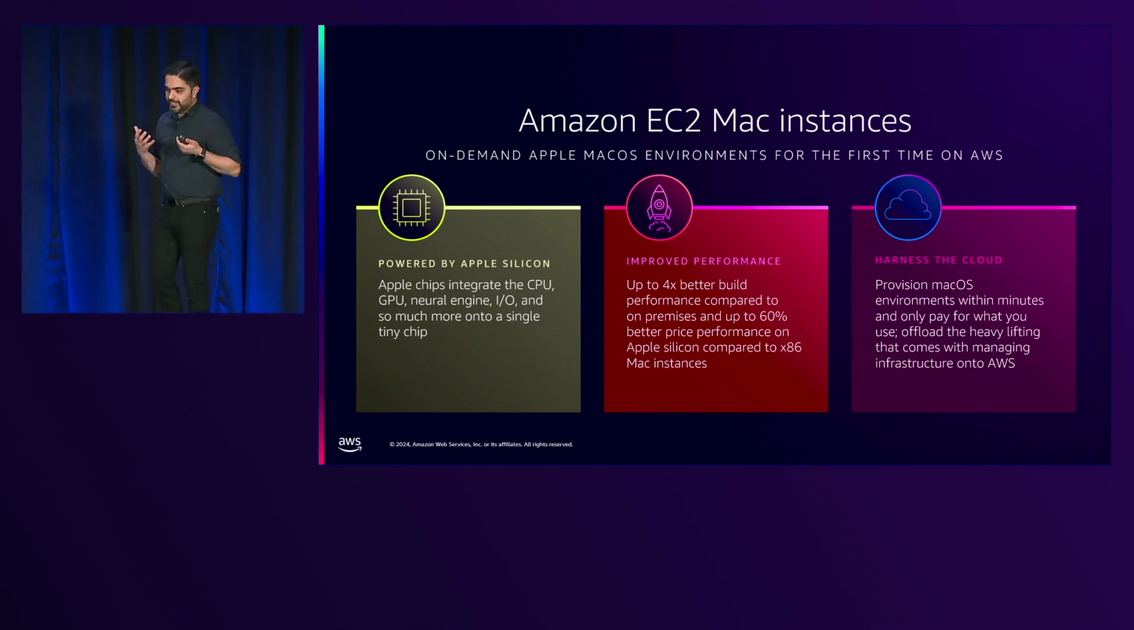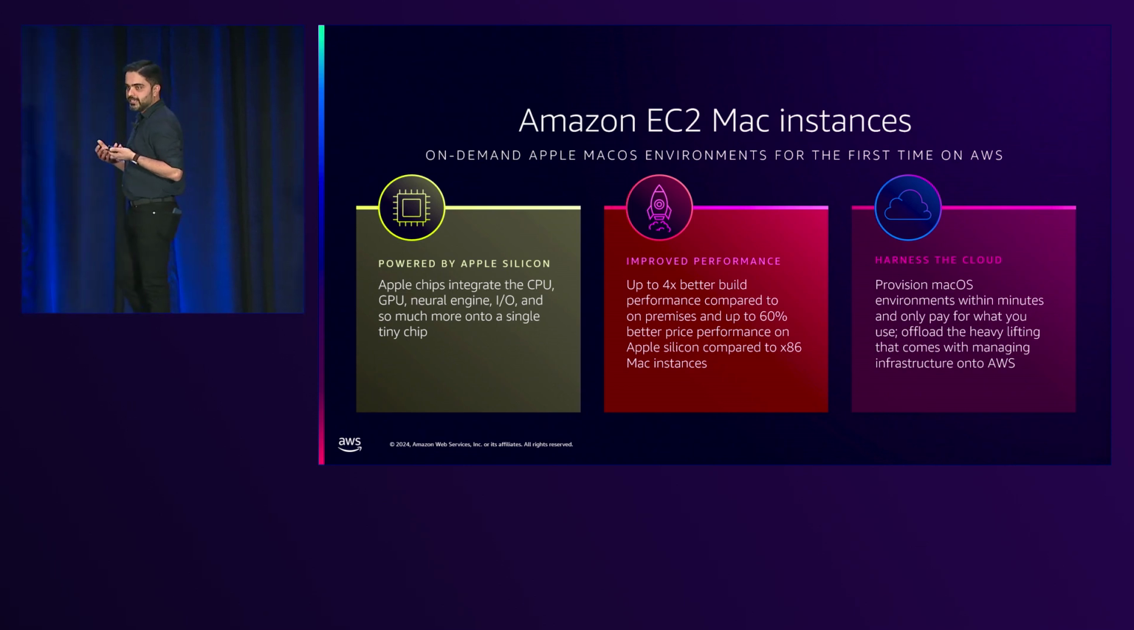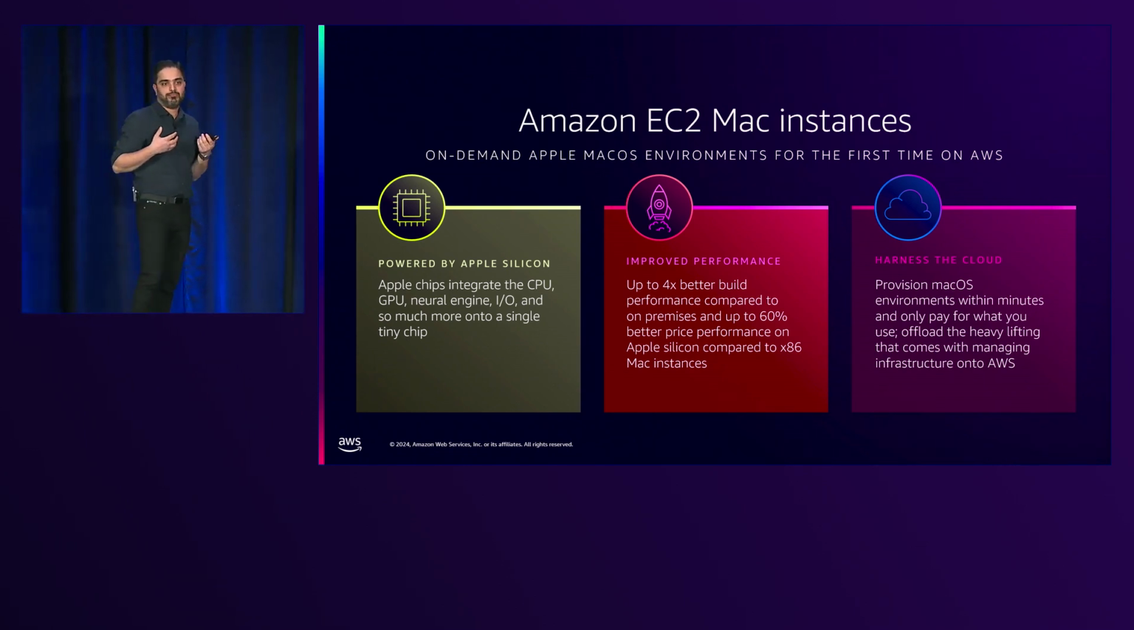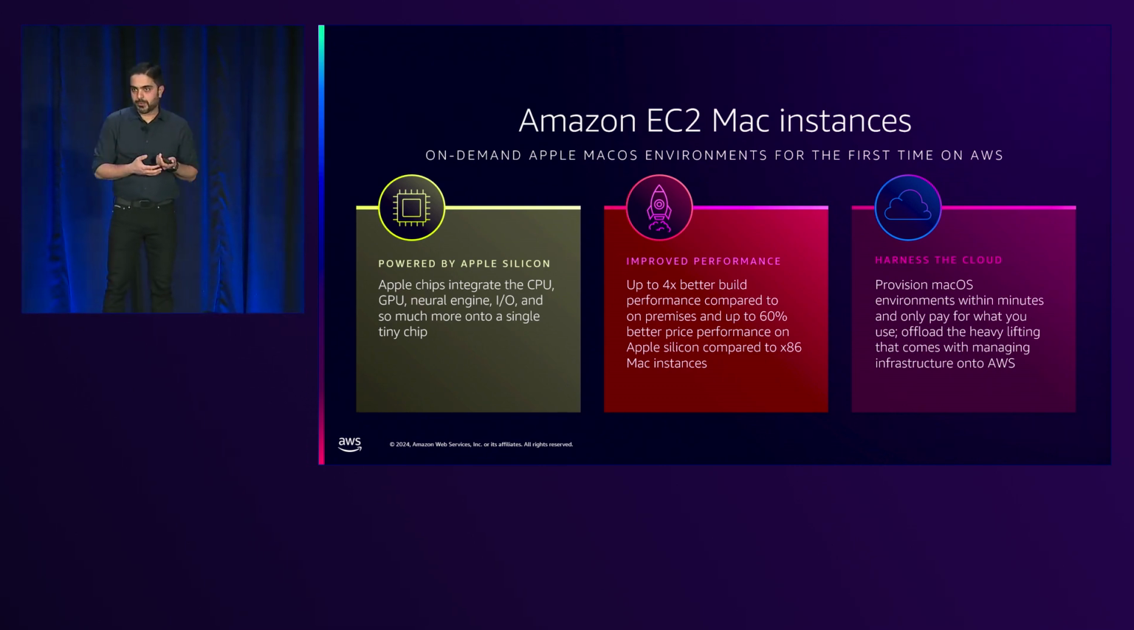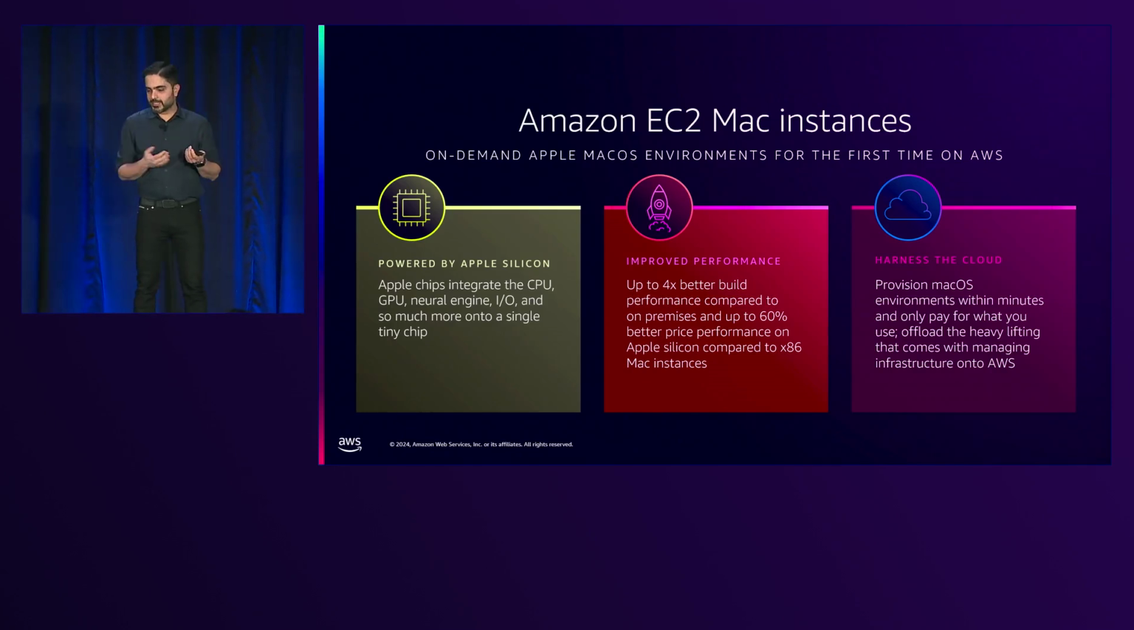And over the years, as Apple has innovated on their silicon to improve the CPU performance and the memory bandwidth, as well as the IOPS, we have been able to bring all those innovations to you directly. So compared to x86 Mac instances, customers have reported up to 4 times better build performance and 60% better price performance than they were getting previously on their x86 instances.